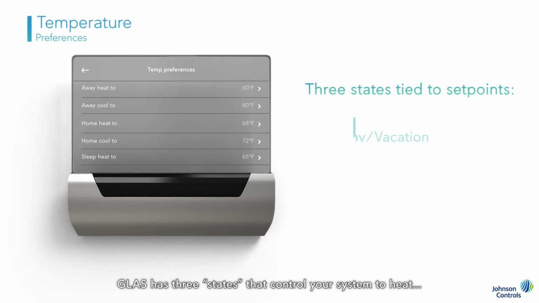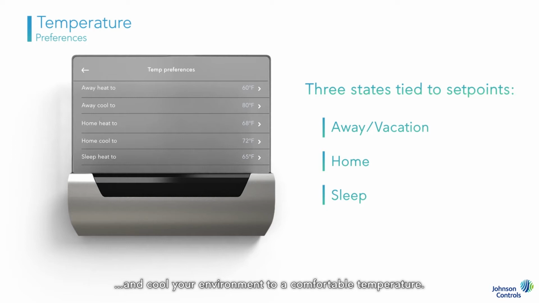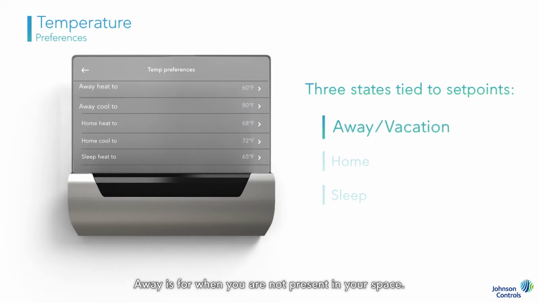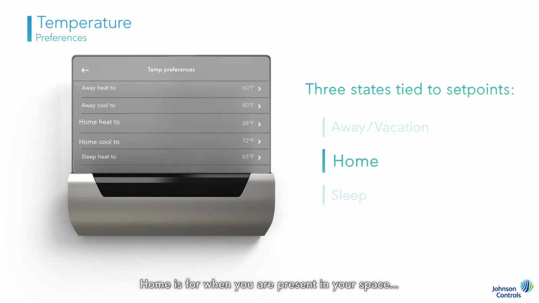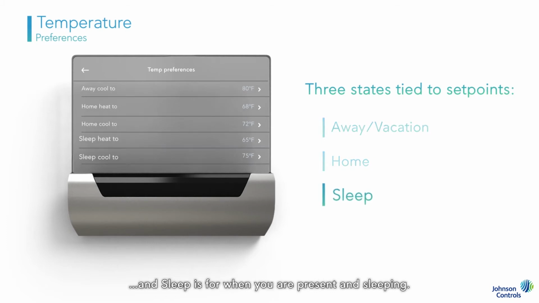GLAS has 3 states that control your system to heat and cool your environment to a comfortable temperature. Away is for when you're not present in your space. The vacation state is really a subset of away, but is meant for away events that are longer than a day. Home is for when you're present in your space. And sleep is for when you're present and sleeping.